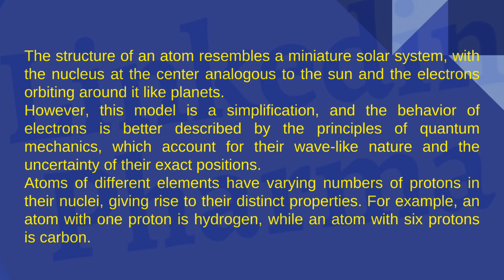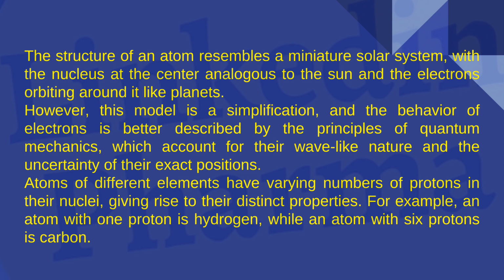The structure of an atom resembles a miniature solar system, with the nucleus at the center analogous to the Sun and the electrons orbiting around it like planets. However, this model is a simplification, and the behavior of electrons is better described by the principles of quantum mechanics, which account for their wave-like nature and the uncertainty of their exact positions.